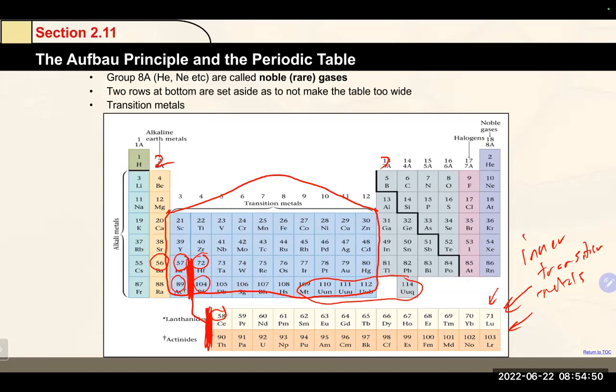You obviously need to also know metals, non-metals, and metalloids, where they can be found and some of their properties. And obviously transition metals as well. Any questions on any of that stuff there?